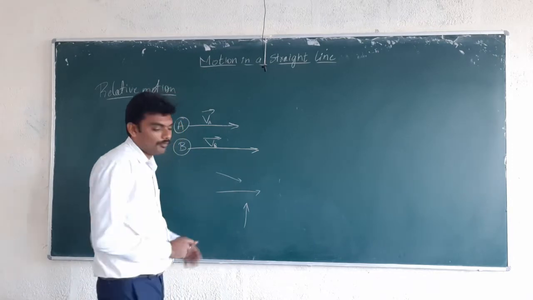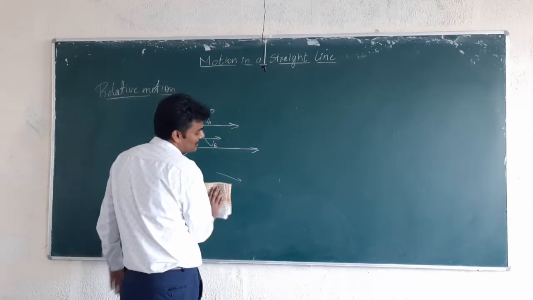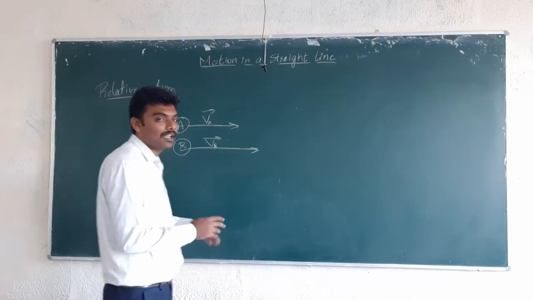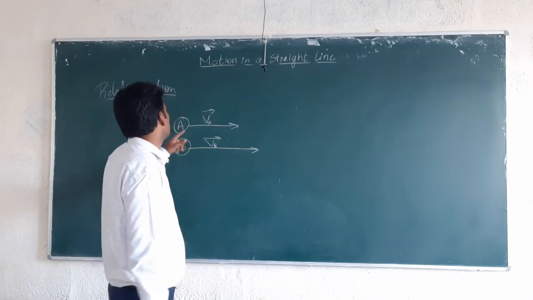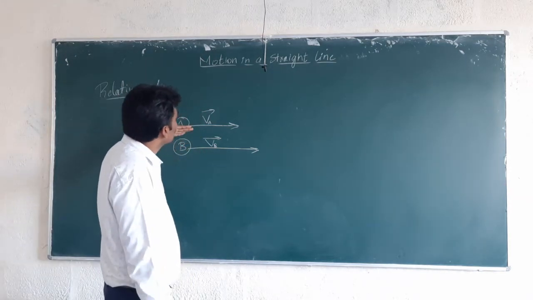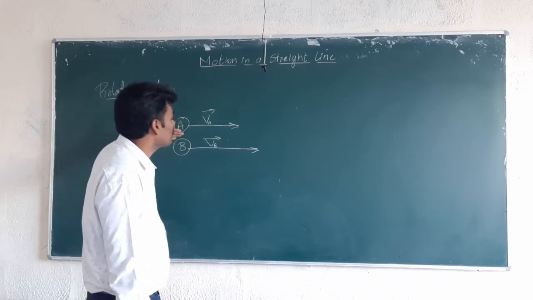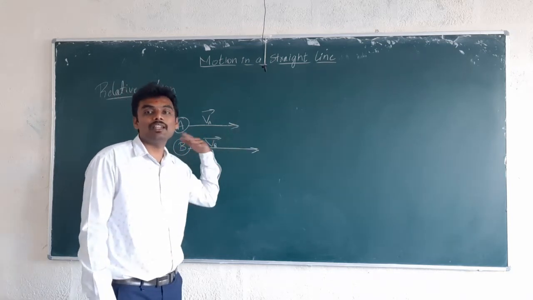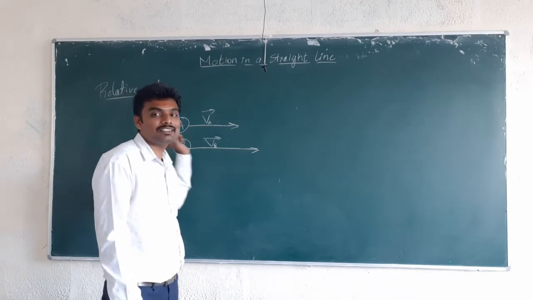So random direction of motion is possible in the open ground. But since we have restricted our discussion to motion in a straight line for this chapter, we have to have the motion of the bodies, any number of bodies, 1, 2, 3, 4, 5, any number of bodies that we take, the motion should be happening in a straight line.